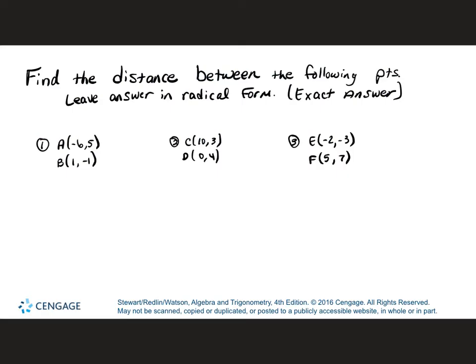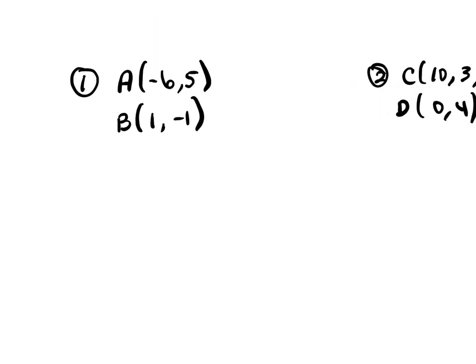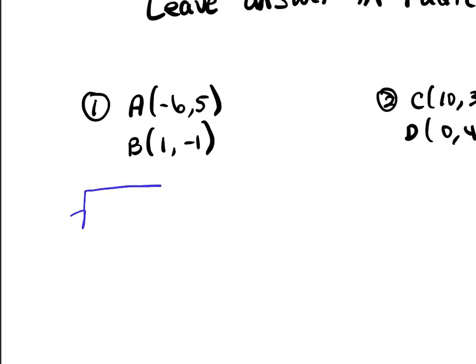Yes, and it says find the distance and to leave as an exact answer. You will have a question or two on WebAssign that says leave as an exact answer. That means to leave it in radical form, because the square root of 41 is an exact answer, where if you do that in your calculator, it would not be an exact answer. So what I need to see from you is this. I need to see your setup.